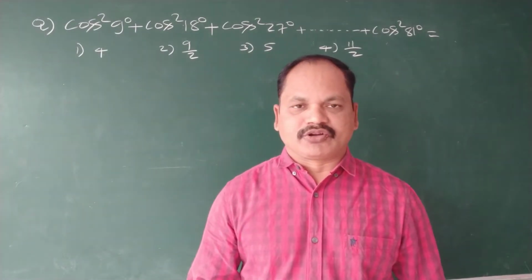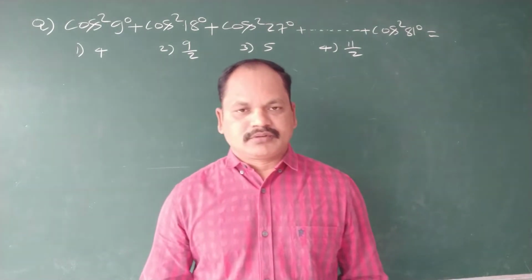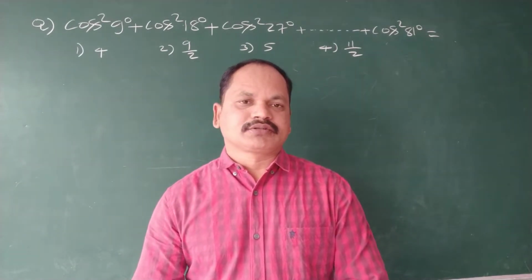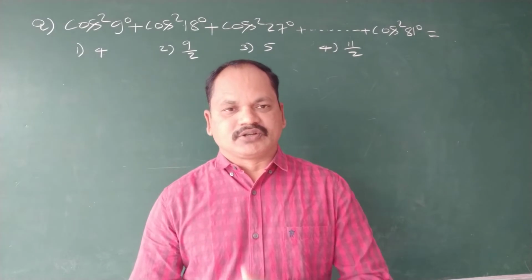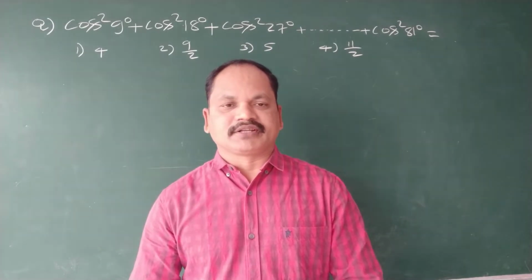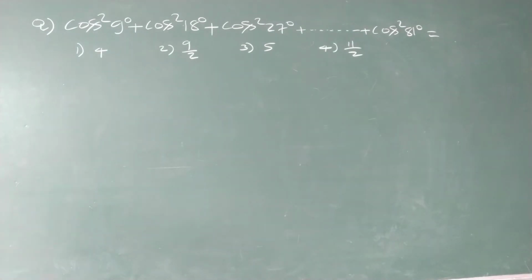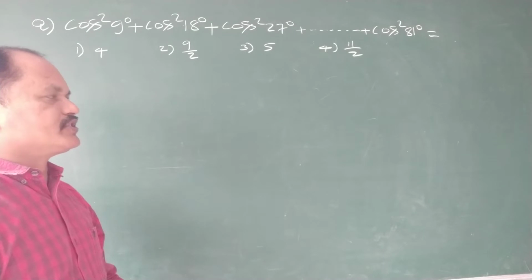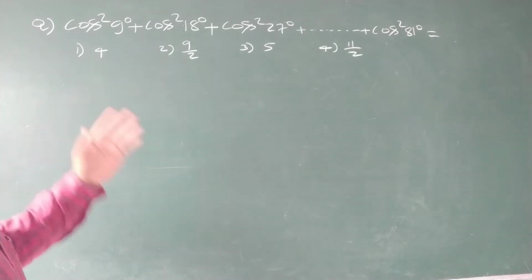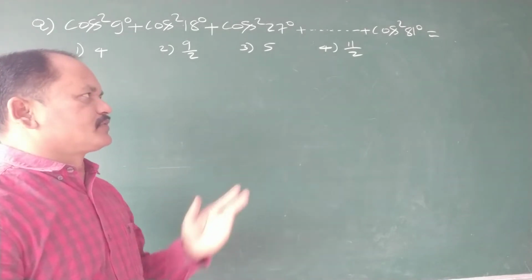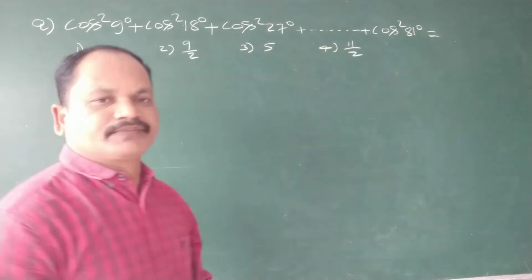The topic is trigonometry, now trigonometric ratios. Now, complementary angles. The questions depend upon the complementary angles. The question is: cos square 9 degrees plus cos square 18 degrees plus cos square 27 degrees plus so on, plus cos square 81 degrees is equal to: first option 4, second option 9 by 2, third option 5 and fourth option 11 by 2.